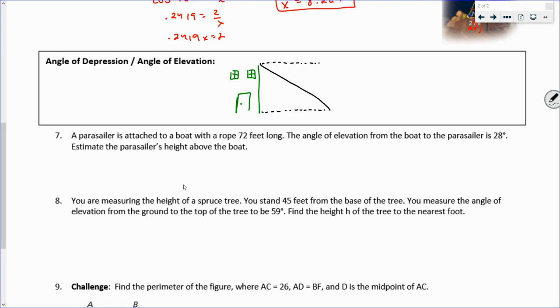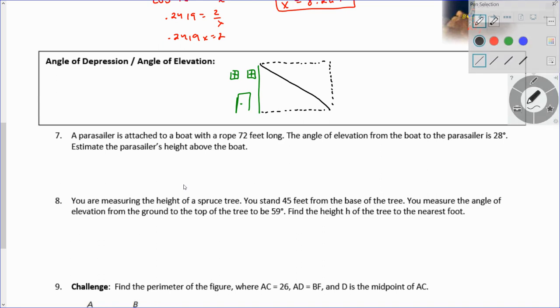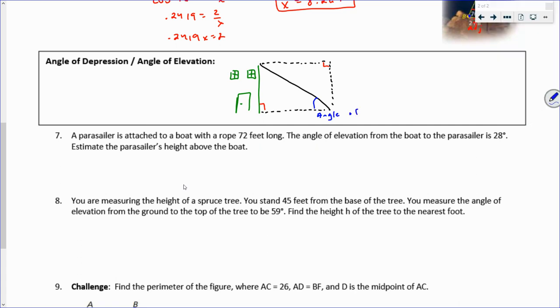So what you can kind of see is the right triangle formulating inside of this rectangle. Hopefully you're seeing that right triangle. What is described as the angle of elevation would be this angle right here. We are elevating from the ground. So it's the angle formed by the hypotenuse and the ground.